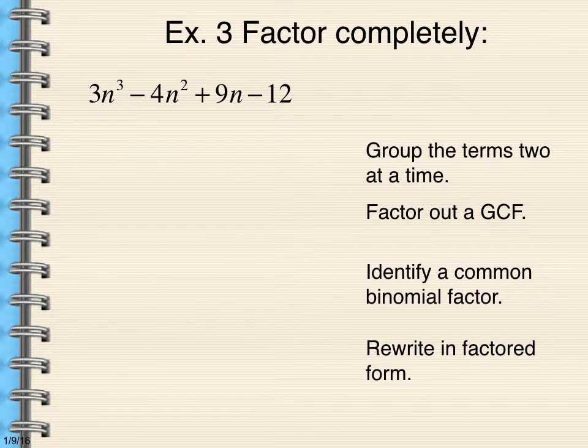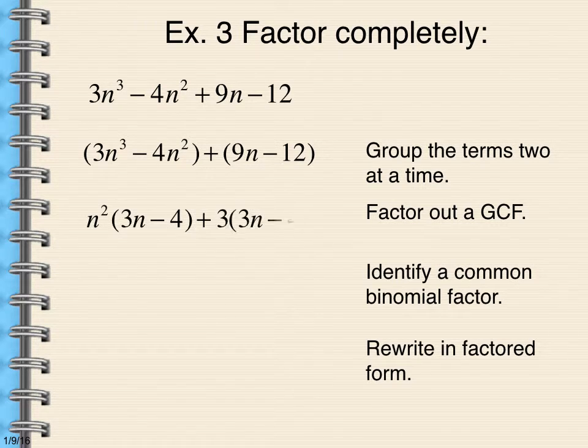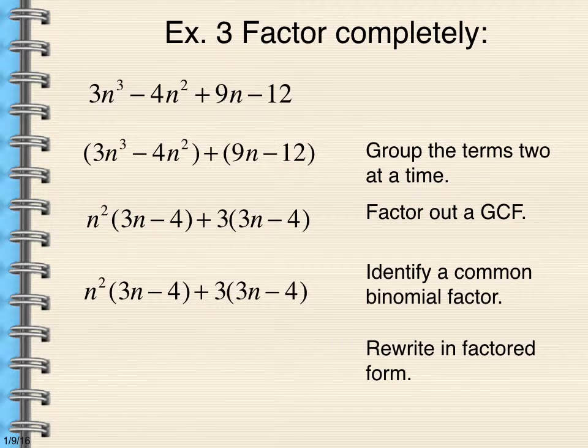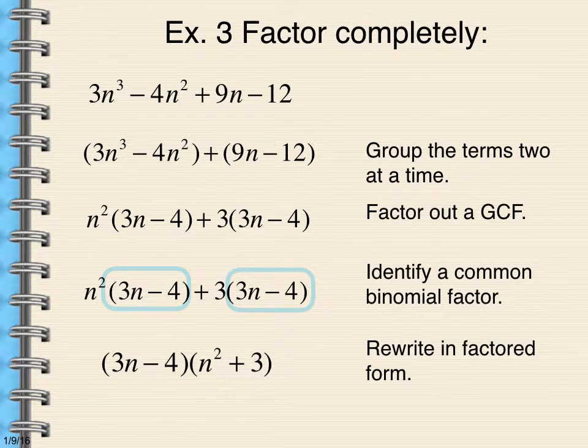Here's another example. Always notice there's 4 terms. Notice there is not a common factor I can take out of all 4 terms. So let's group them 2 at a time. The first group has an n squared common to both, and the second group has a 3 common to both terms. Notice there is a 3n minus 4 factor that's common to both. We'll factor that out, and our answer will be 3n minus 4 times n squared plus 3.